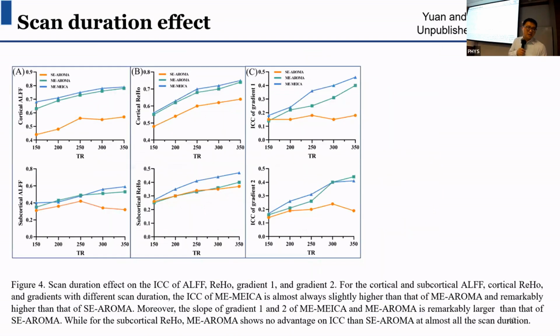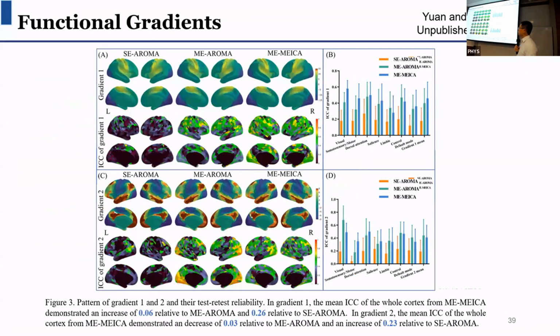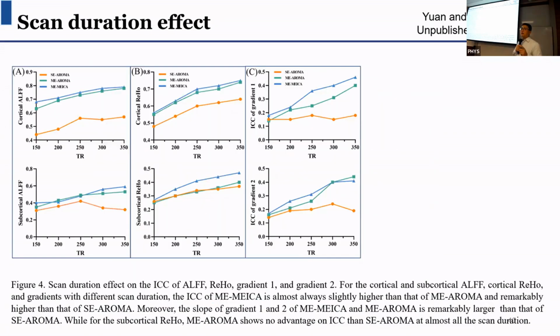So this is, I think, the last slide I have. This is the whole brain map. The other thing I think is very important is to look at the scan duration effect. That means how long you need to scan to get a reliable result. As I defined the ICC, if your ICC value is below 0.5, that means this measure may not be as good as you expected. It's not reliable.